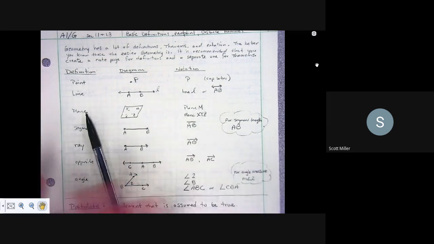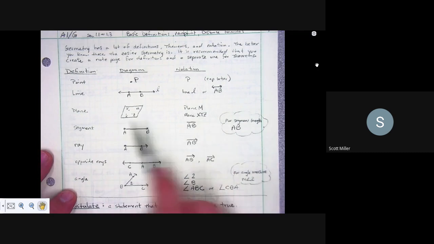Then we talk about a plane. A plane is a two-dimensional shape. It goes on forever and ever in all directions. They usually draw this picture like this. They can use a single letter in the corner, or they can use 3 points to identify that this is a plane. You would write plane M, or you can write plane XYZ, or whatever orientation of those letters you want.